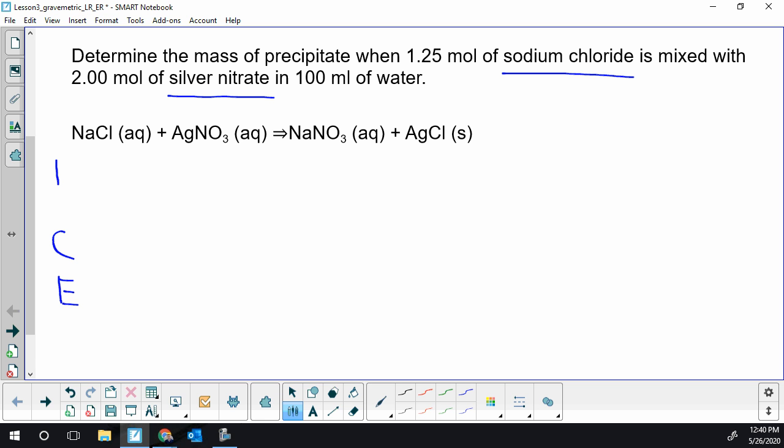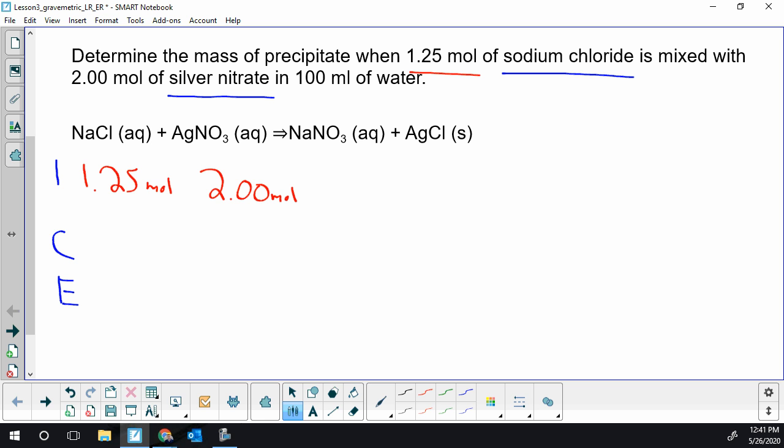I always choose to organize my stoichiometric questions in a nice table. Normally the first step is calculating moles, but I've given that to you right in the question. We have 1.25 moles of sodium chloride, and silver nitrate is 2.0 moles.